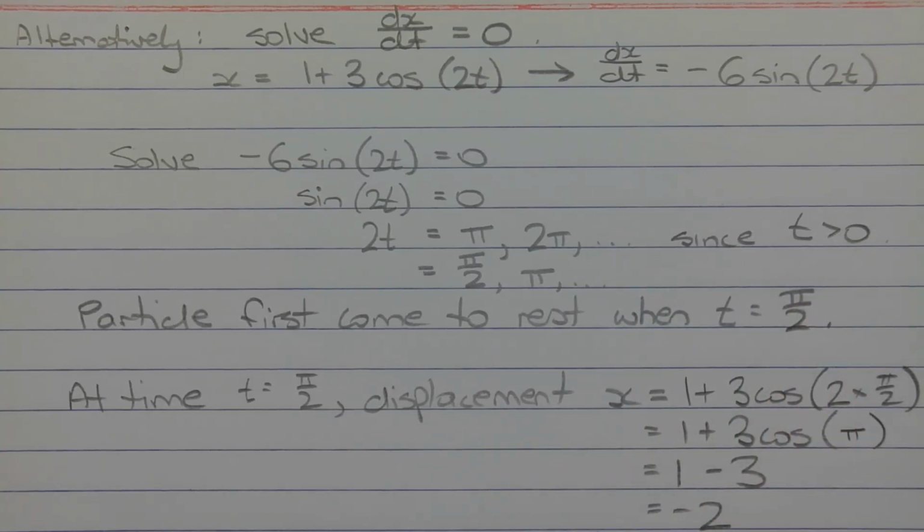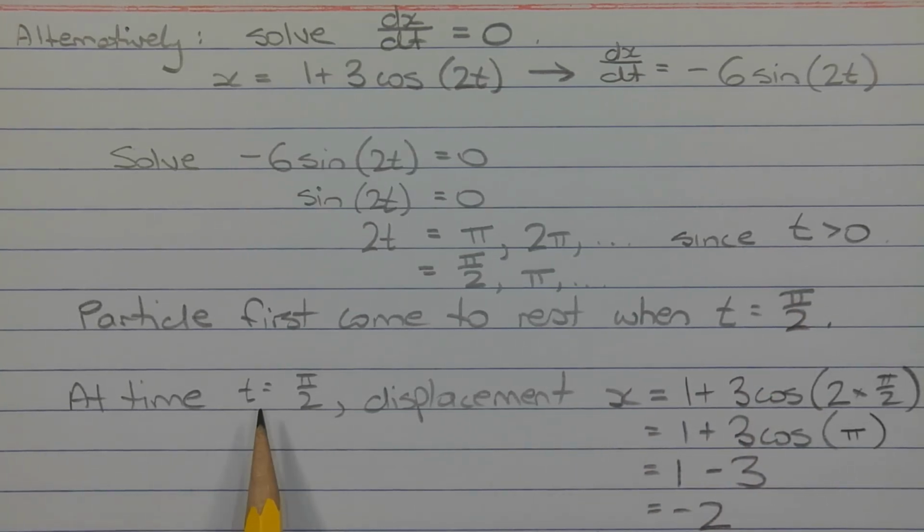In the question, it's stated that we want to find the first value of t where the velocity is equal to 0. In other words, when the particle comes to rest. We can't include t equals 0, and that's why t has to be positive, and that's why 2t can't equal 0 here. So 2t is equal to pi, 2 pi, and so on. Dividing all terms by 2 to isolate the t, we get t is equal to pi over 2, pi, and so on. So the particle first comes to rest when t is equal to pi over 2.